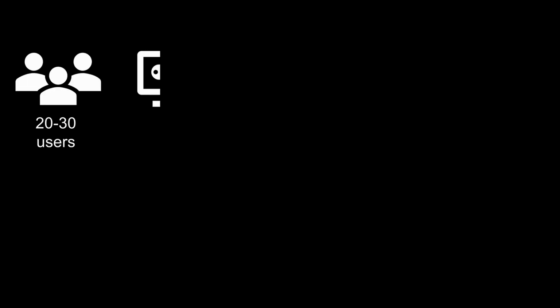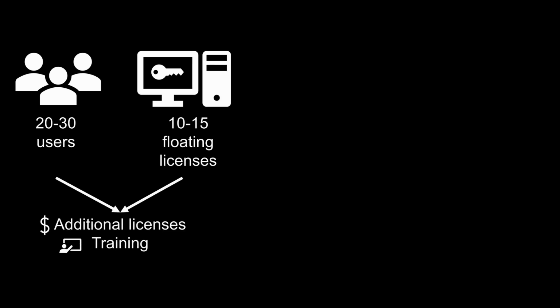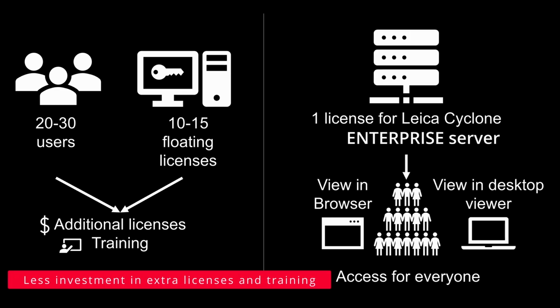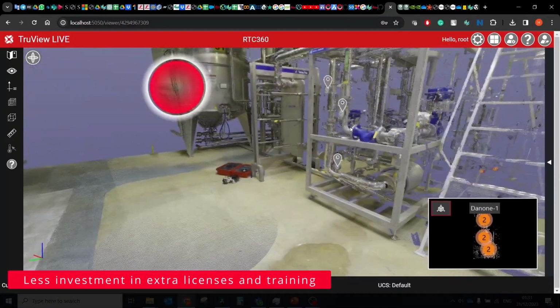Sometimes, even if you have 20 engineers within your organization, it doesn't mean that all of them have licenses for the software. Perhaps they are using 10 floating licenses when they are available. That means you will be forced to invest additionally in extra licenses. If the user is not familiar with point cloud processing, it will take additional time to train them. Leica Cyclone ENTERPRISE allows connecting an unlimited number of users via a free Leica TruView viewer with a very simple and user-friendly interface.